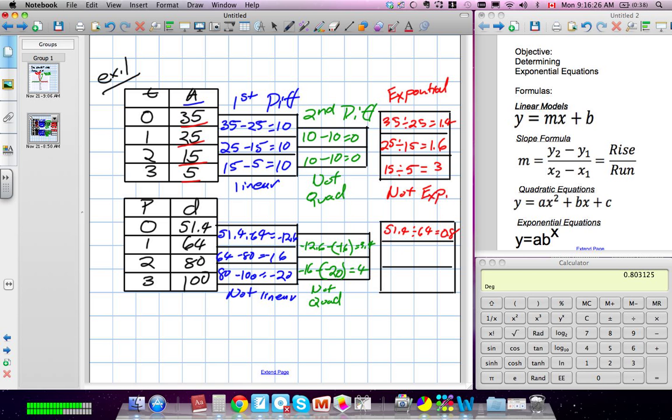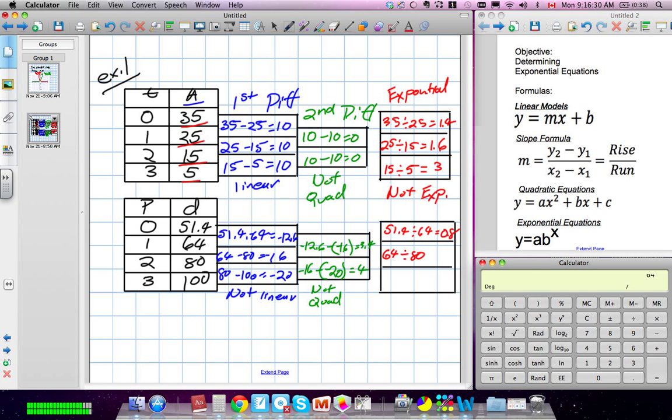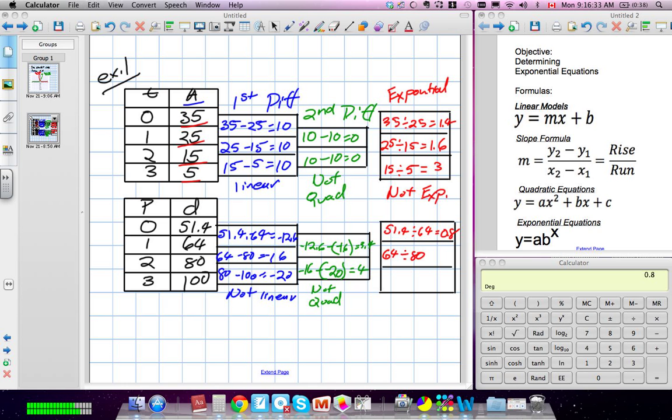I'm just going to round this, okay? 0.8. 64 divided by 80. 0.8. And finally, 80 divided by 100. I can tell you right now that's going to be 0.8.